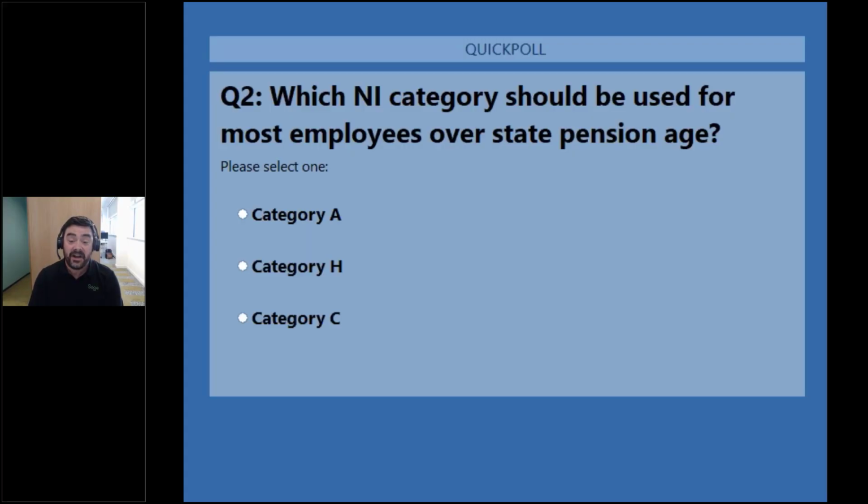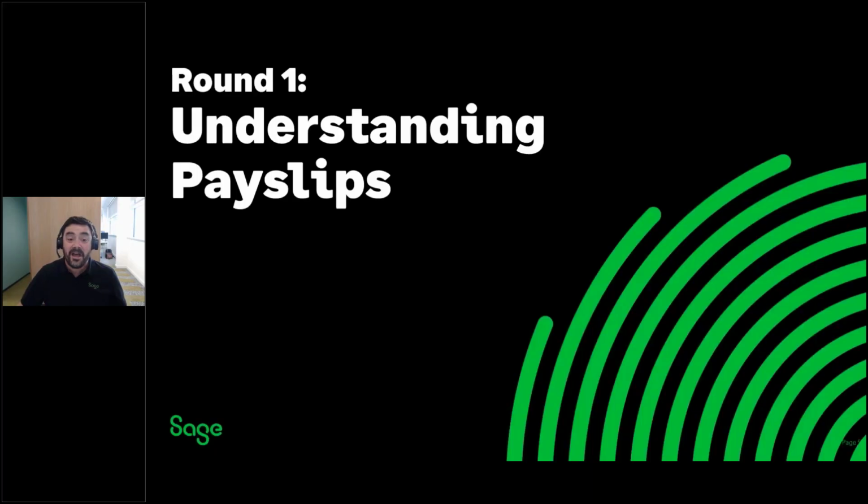Which NI category should be used for employees who are over state pension age? So is that category A? Should they be on category H? Or should these employees be on category C? So which national insurance category should be used for employees over state pension age? On to question 3 of this round.